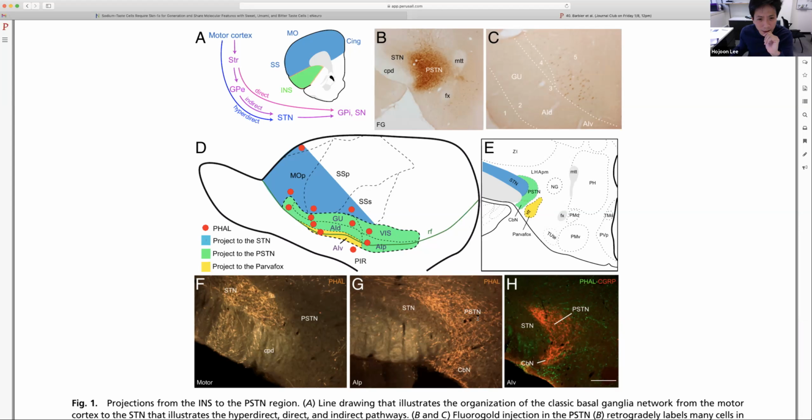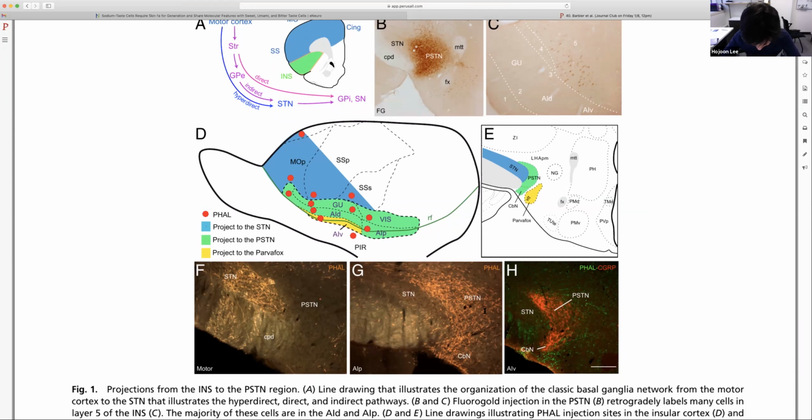Wait, this must be AIP. Isn't it agranular insula? Is that what AIP is? Yeah, supposedly it is. It's the agranular area of the insular cortex. So it's AI, and probably dorsal, posterior.